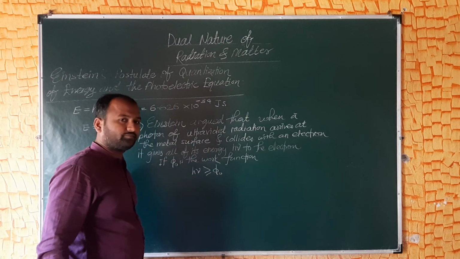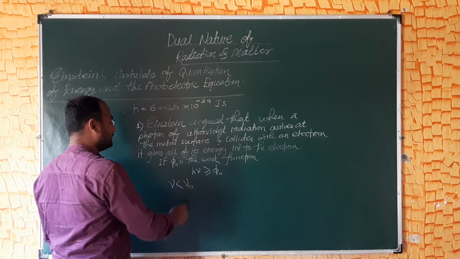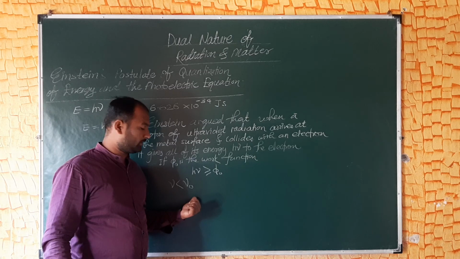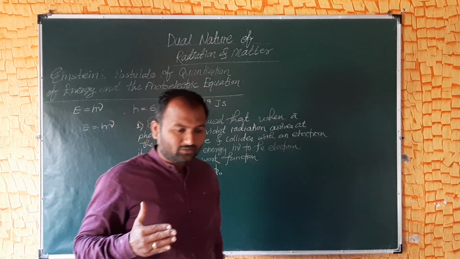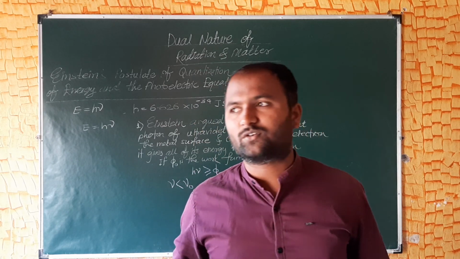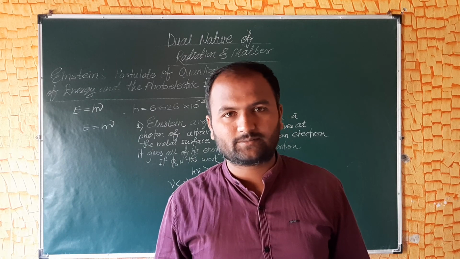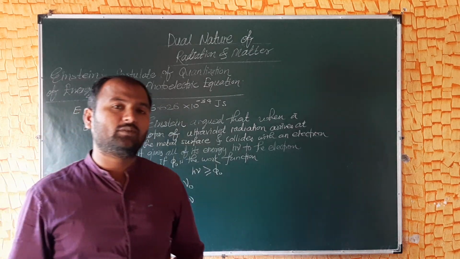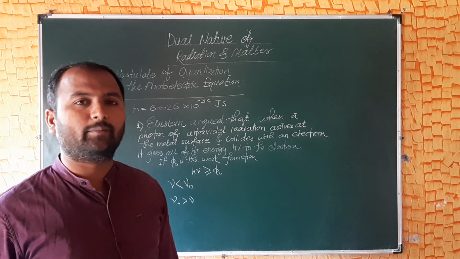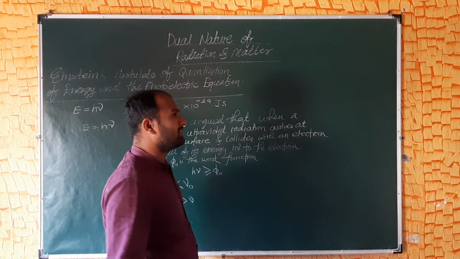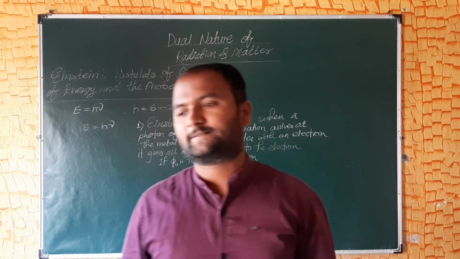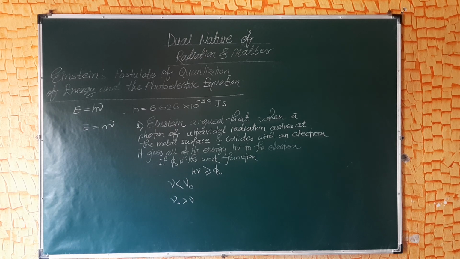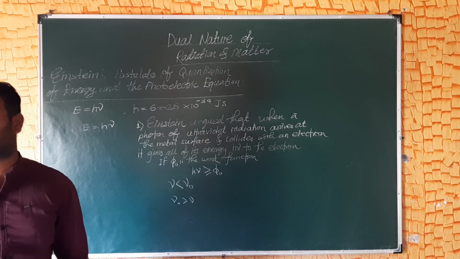Then what happened here? If nu is less than the threshold frequency, then electrons do not exist for a longer time, or electrons are not emitted by the metal surface. But whenever this frequency is greater than the threshold frequency, then what happens? Then here the electrons are ejected by that metal surface. Okay. At that time, the electrons are ejected by the metal surface, when nu is greater than nu naught.